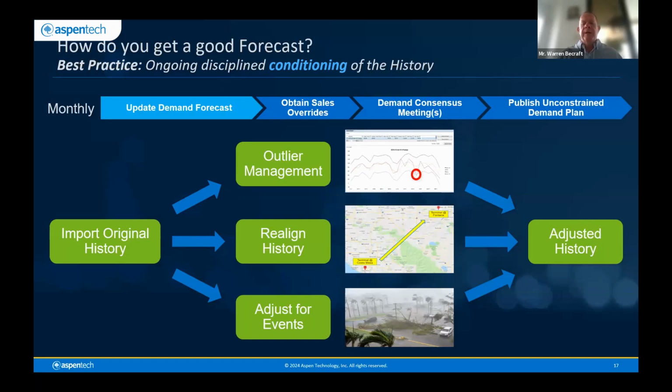And then we have events. What happens to the demand if we have specific events? It could be a weather event, a sporting event, a public holiday, or an election that might have an impact on the demand. And we need to somehow adjust the history to account for that so that when we forecast forward, we have a good demand signal and high demand accuracy.